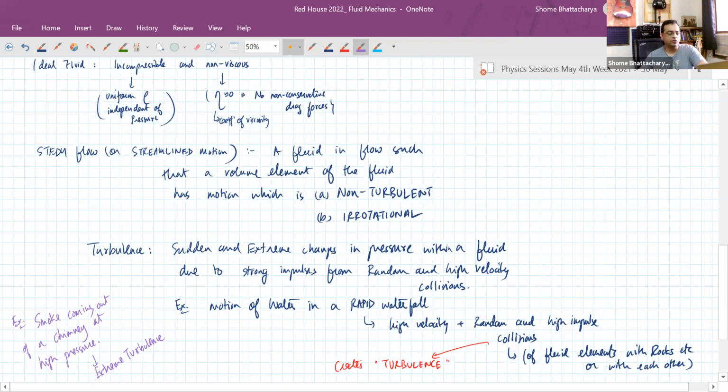For that matter, airflow in a situation where there's a cyclone, or at least there are extreme pressure changes because of a thunderstorm, etc. So that creates turbulence. So when we say non-turbulent, it is the opposite of that. Okay. So that means the flow of the fluid should be in such a way that there are no sudden and random changes in pressure at any point inside the fluid. And there are no random high velocity collisions that the fluid elements are undergoing during the flow. The motion should be in a way which is highly predictable and without any random and sudden collisions.